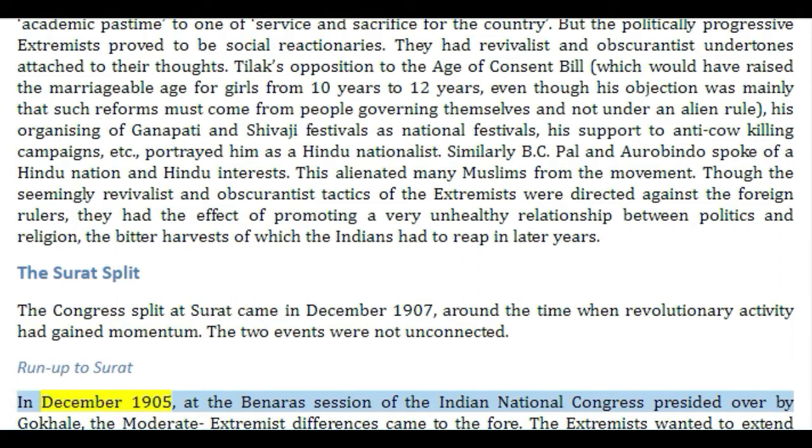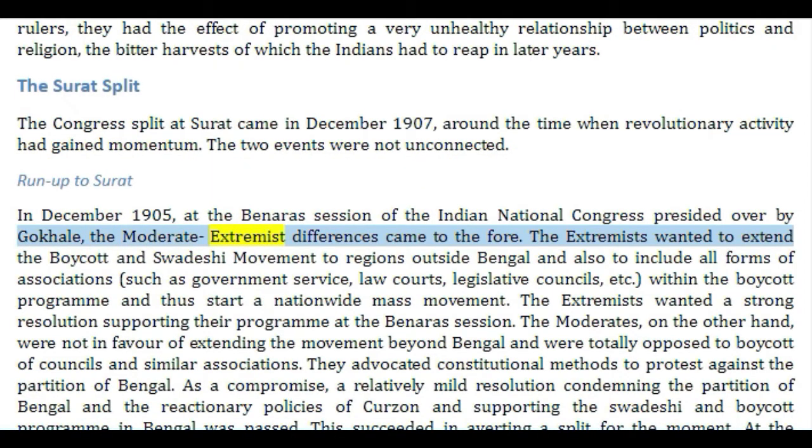In December 1905, at the Banaras session of the Indian National Congress presided over by Gokhale, the moderate-extremist differences came to the fore. The extremists wanted to extend the boycott and Swadeshi movement to regions outside Bengal and also to include all forms of associations, such as government service, law courts, legislative councils, etc., within the boycott program and thus start a nationwide mass movement. The extremists wanted a strong resolution supporting their program at the Banaras session.